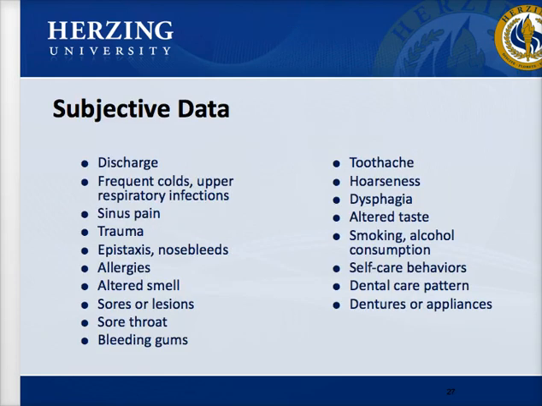To obtain subjective data about the nose, the clinician should ask about discharge and frequency of colds, sinus pain, trauma, nosebleeds, allergies, and an altered sense of smell. For the mouth and throat, you should investigate sores or lesions, bleeding gums, toothaches, hoarseness, dysphagia, altered taste, smoking and alcohol consumption, and dental care.